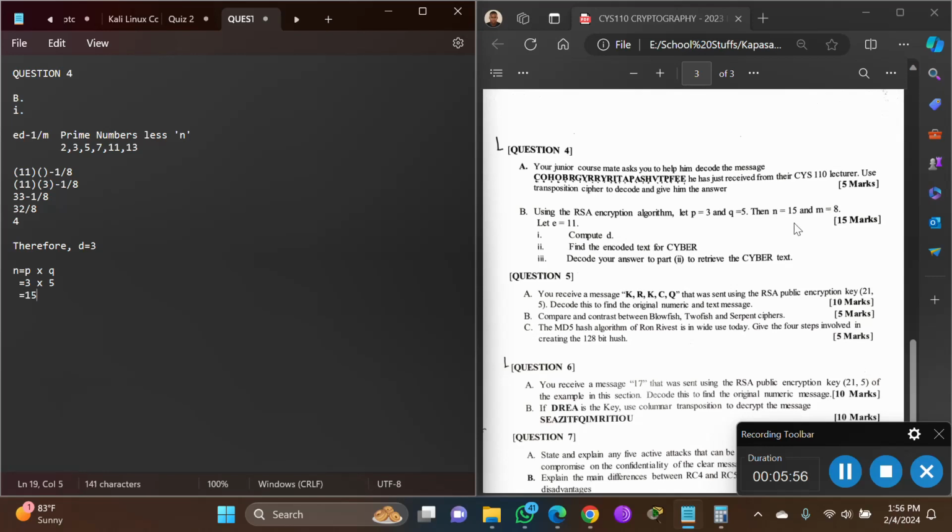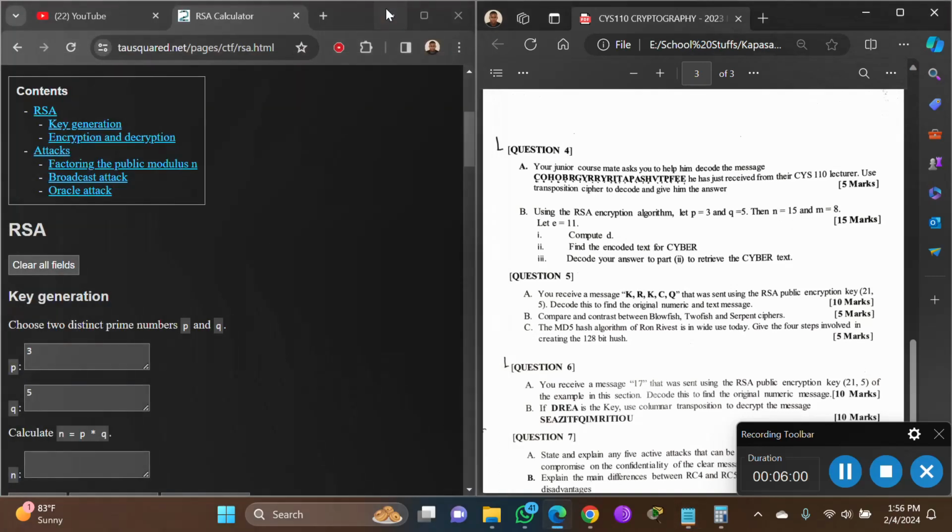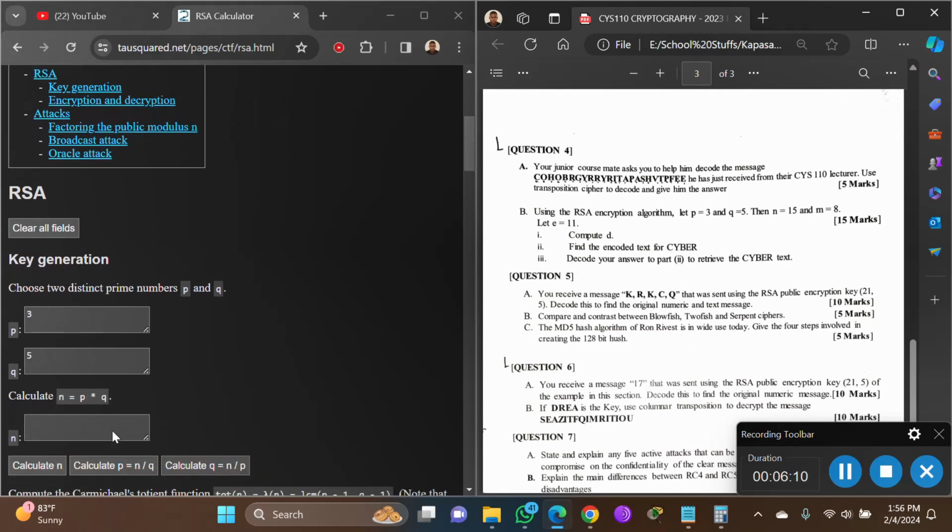Now you can see our N is equal to 15, as we were given. Same with this conversion site: if we pick 3 as P and 5 as Q, they say calculate N equals P times Q. So you just click calculate N, and it will give you the answer, which is 15.